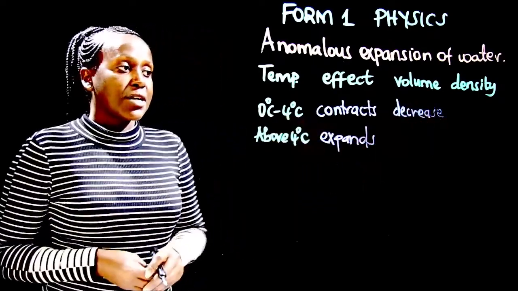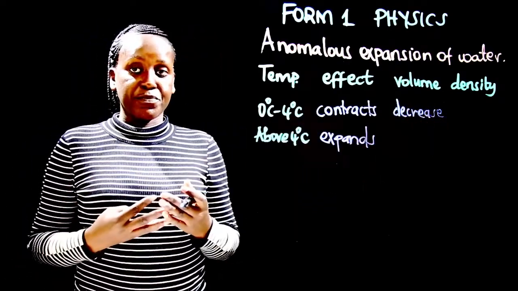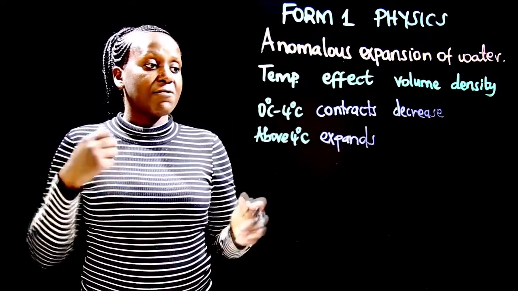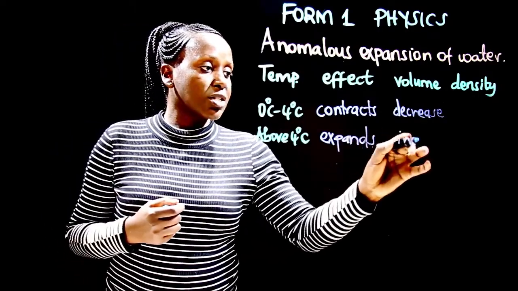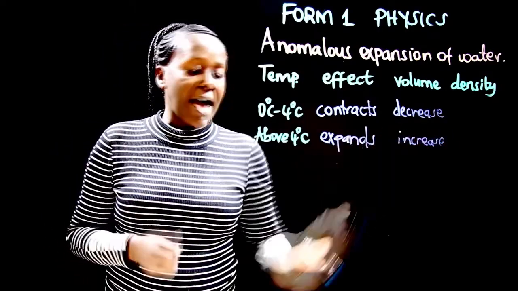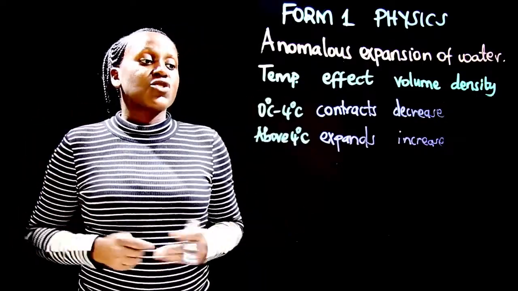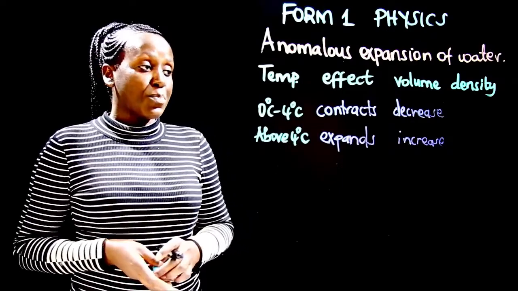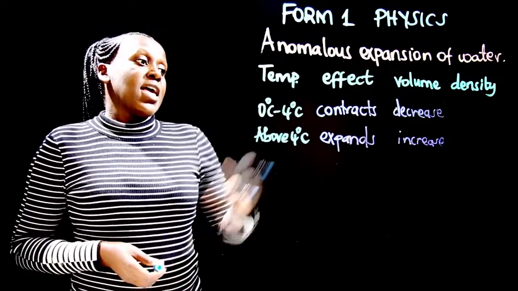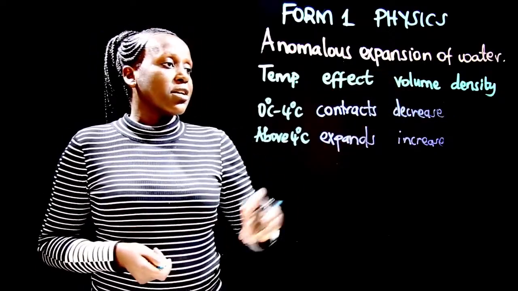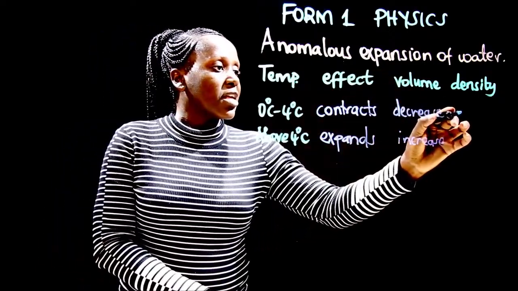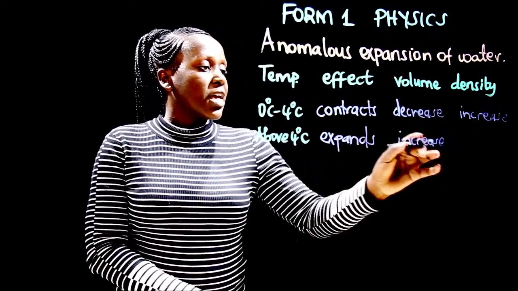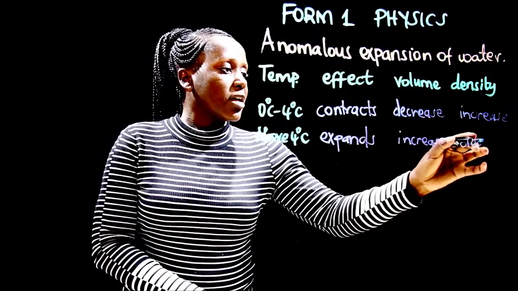Now, above 4 degrees Celsius, what will happen to the volume? Since water is expanding above 4 degrees Celsius, the volume will increase, because when expansion occurs, there is an increase in size, so water will occupy more space. And remember, volume is the amount of space occupied by matter. Now, effects on density. When volume decreases, the density increases. So here the density will increase, and here the density will decrease.